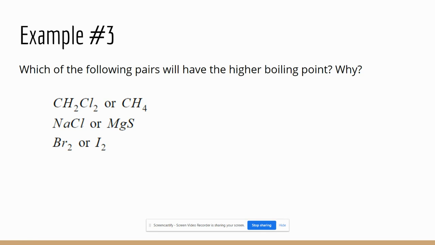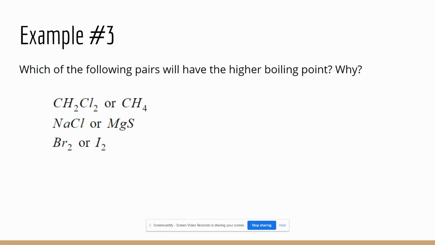The second explanation would be that CH2Cl2 has dipole-dipole interactions, which is a stronger intermolecular force at comparable molar mass to CH4, and therefore will have the higher intermolecular forces and therefore the higher boiling point.